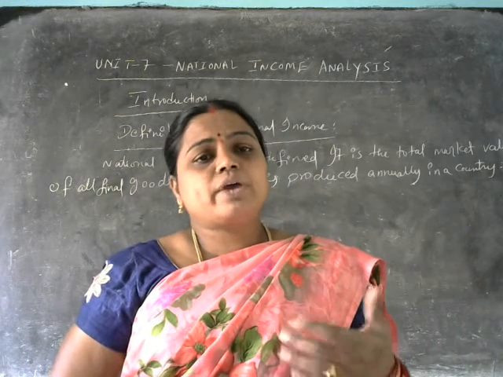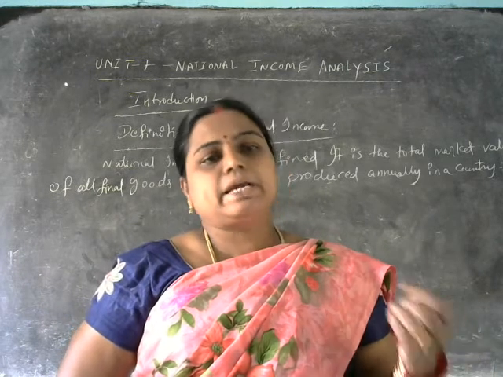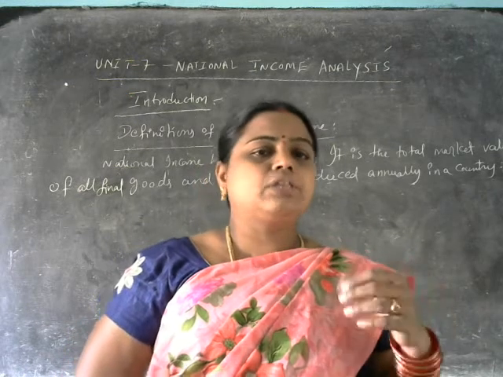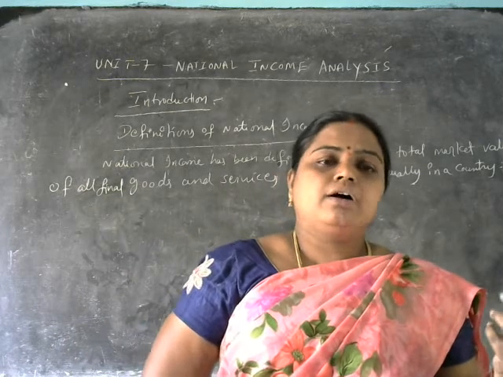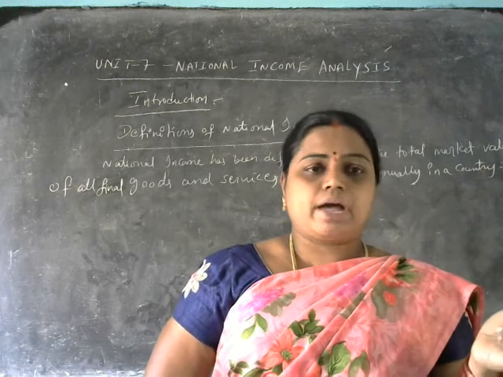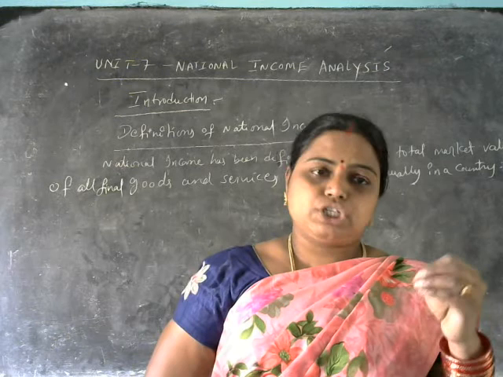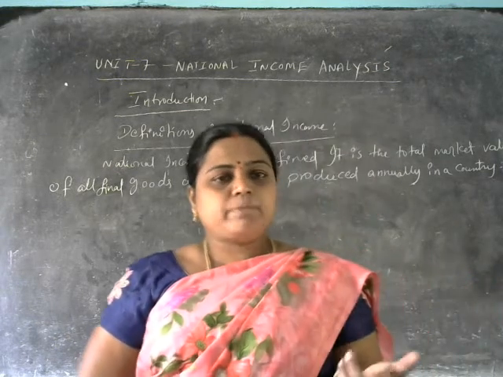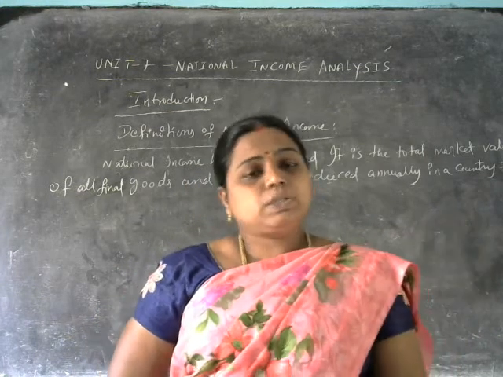National income. How are we paying for these factors of production? In the form of rent, in the form of wages, in the form of interest, or in the form of profits. Rent is paid for the land, wages are paid to the laborer, and interest is paid to the capital. The organization earns in the form of profits. After making the payments, the left out income is called what here? National income.